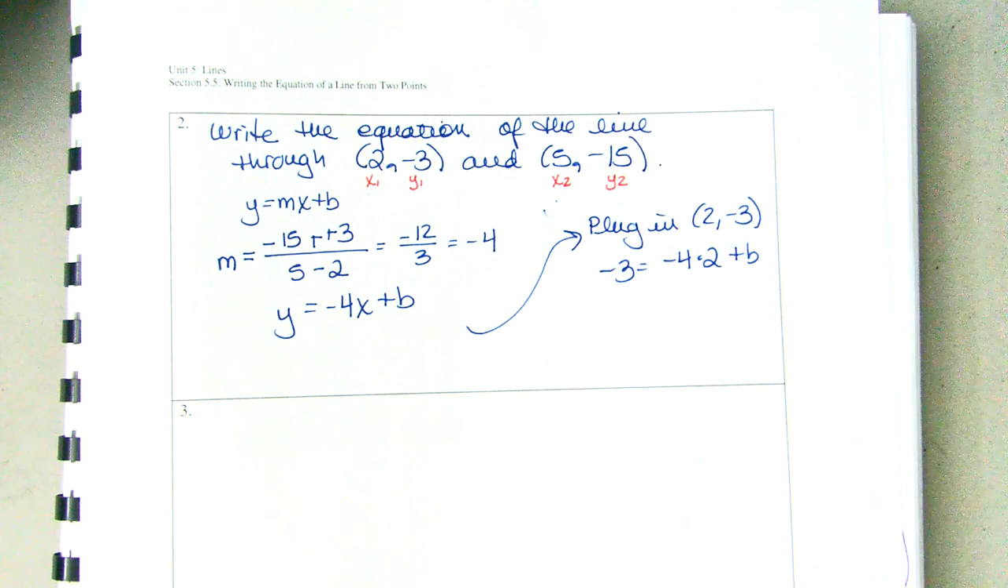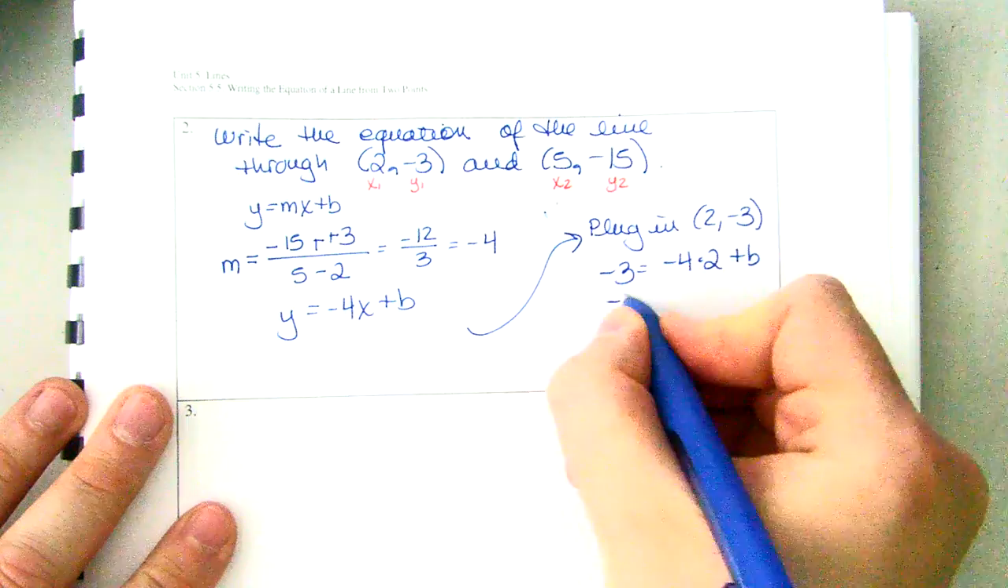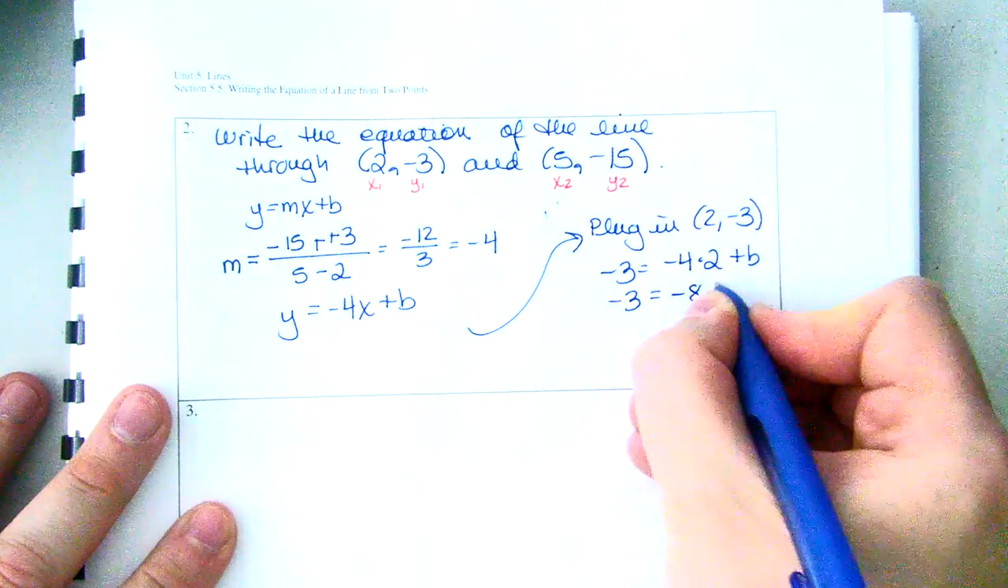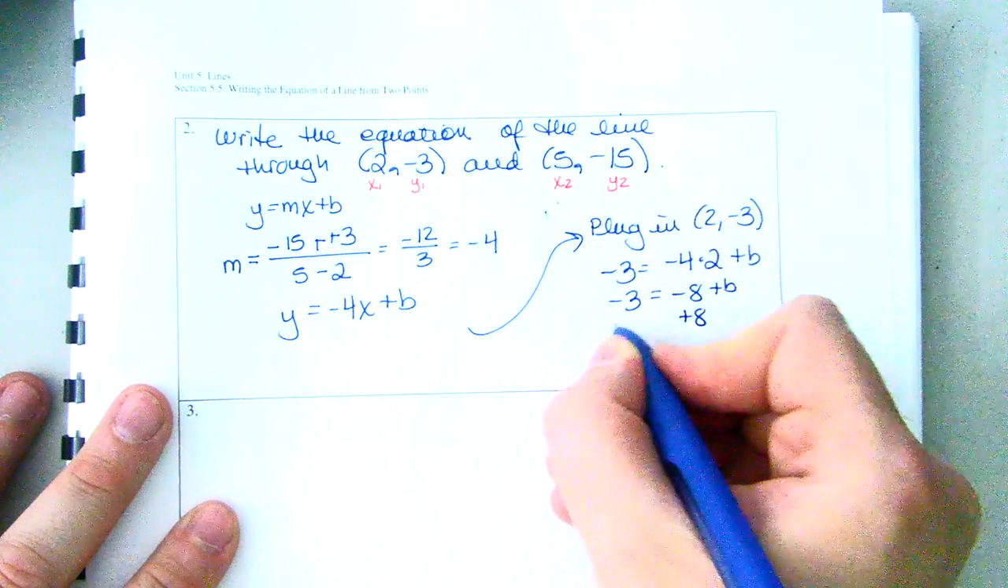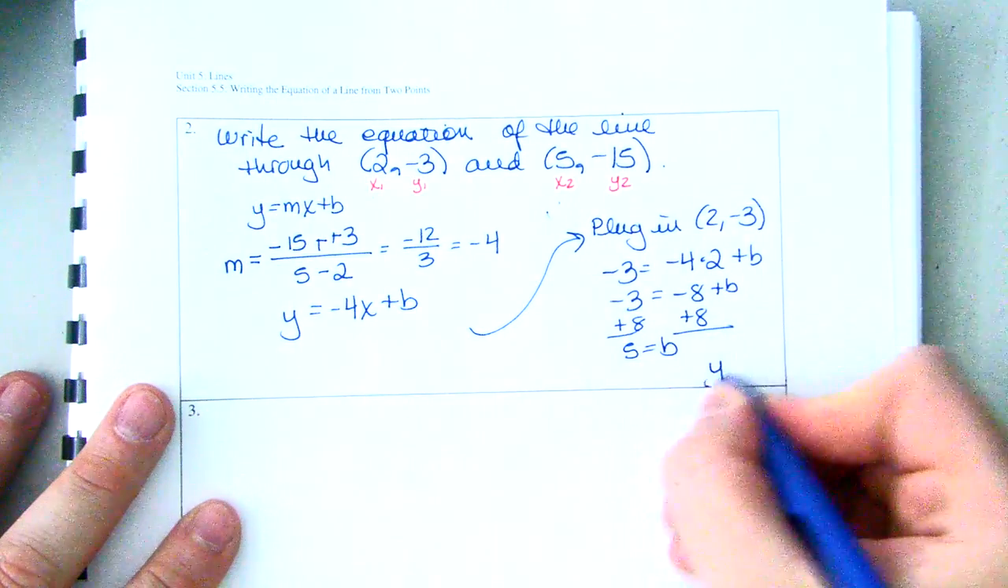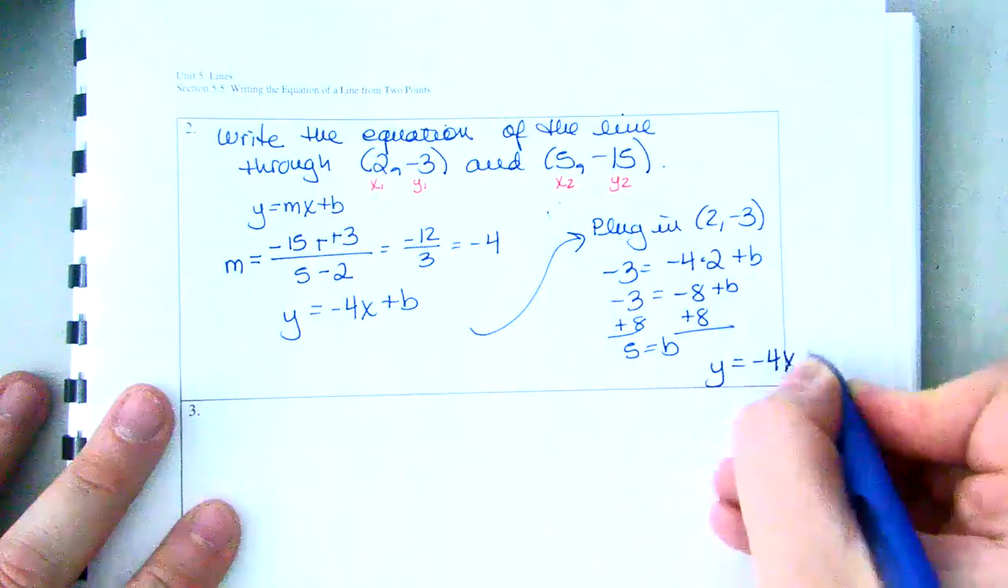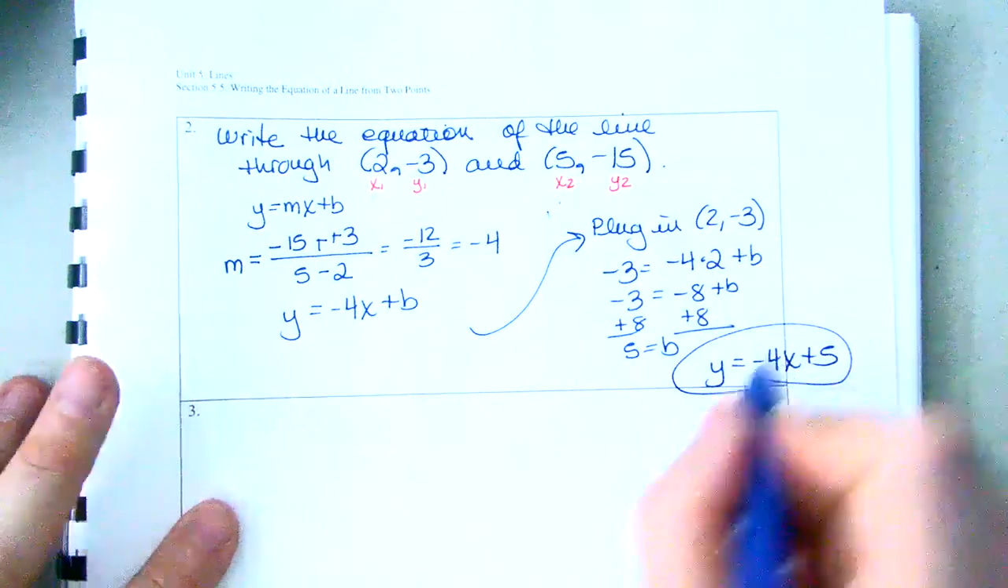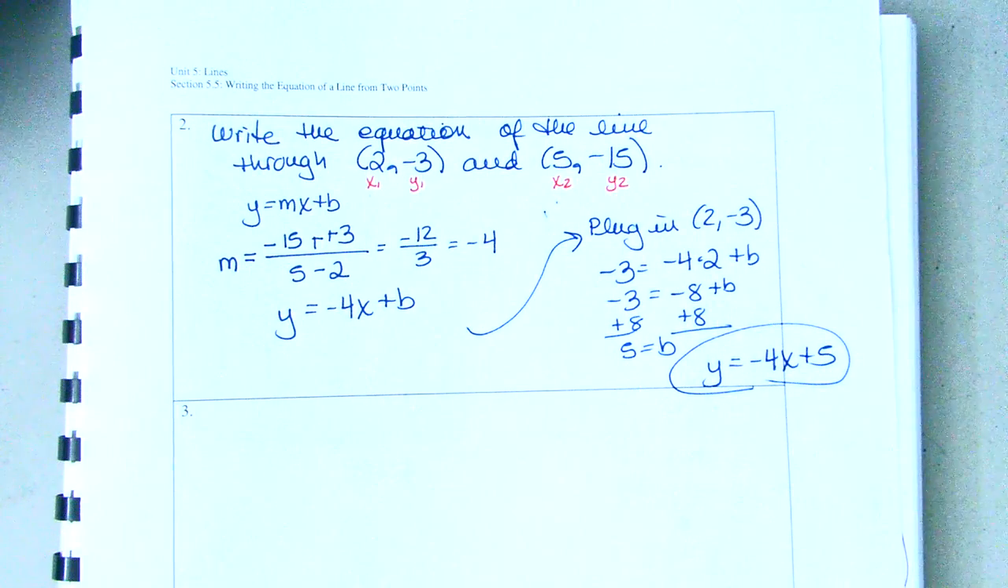Nevaeh, are you done? What do you have for b? Yeah, I think so. Negative 3 equals negative 8 plus b. Add 8, add 8. You're going to get 5 equals b. My answer is y equals negative 4x plus 5. Your work would have looked different if you used 5, negative 15, but you'd get the same b value.